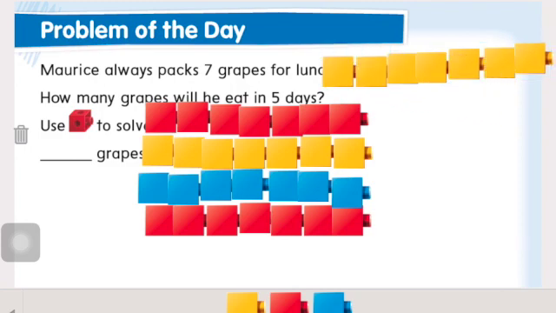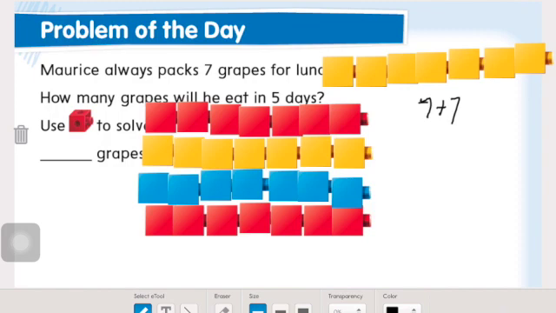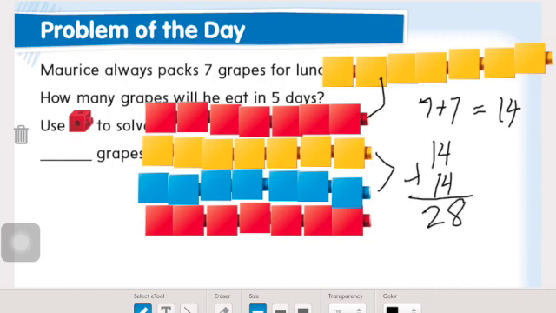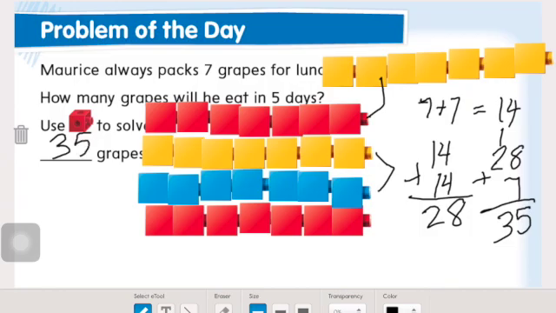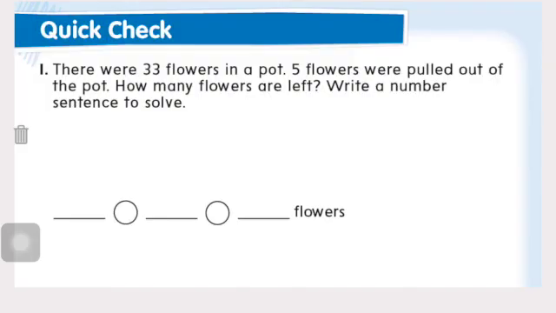All right, so we can do 7 plus 7, which we know is 14. That takes care of 2. And then another 7 plus 7 is going to be 14 as well. So 14 plus 14 equals 28. And then we have 1 left, right? So 28 plus 7. 8 plus 7 is 15. 2 plus 1 is 3. So we end up with 35 grapes.